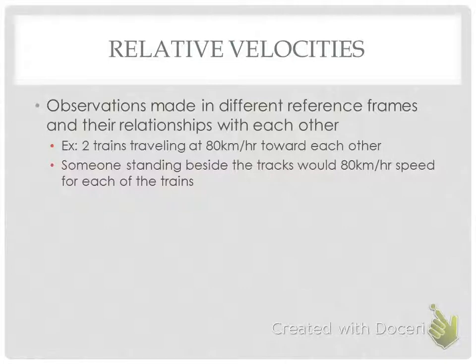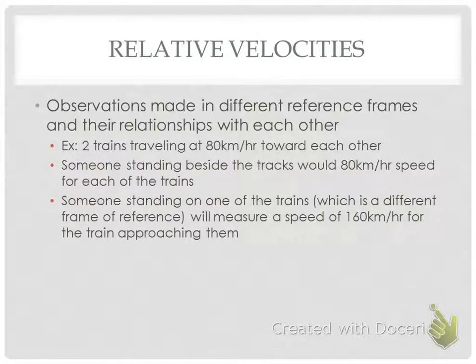Okay, they'll be able to see that because they're standing still on the ground. They should be able to see that they're each traveling about the same speed toward each other. If someone's standing on one of the trains that's moving 80 kilometers per hour toward this other one, it's going to seem to me like the train coming at me is traveling twice that fast. Because I'm traveling 80 kilometers per hour this way, and it's traveling 80 kilometers per hour at me. So it seems to me that it's traveling twice as fast.